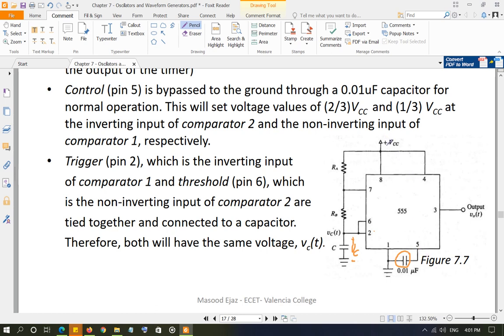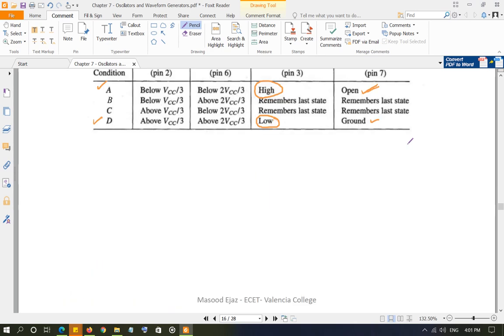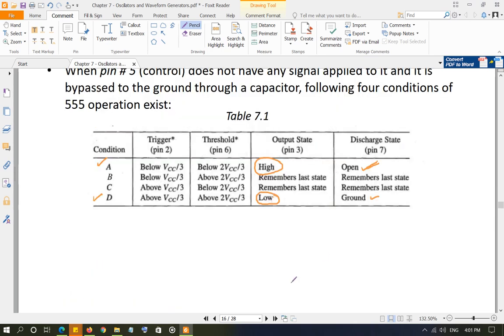Your pin number 8, VCC, is connected to two resistors in series, RA and RB, and pin number 7, which is discharge, is connected at the junction of RA and RB. Now remember, pin number 7 can either be open or grounded based on the condition at the output. If output is high, pin number 7 is open. If output is low, pin number 7 is grounded. Again, we will look at this table 7.1.